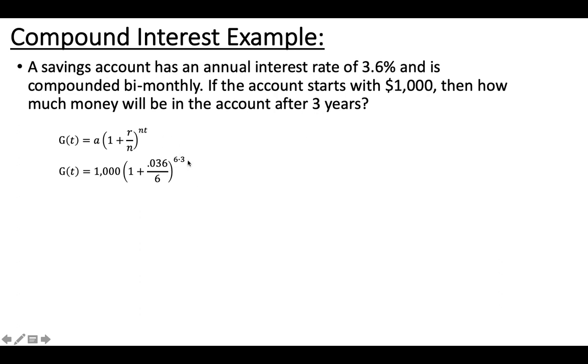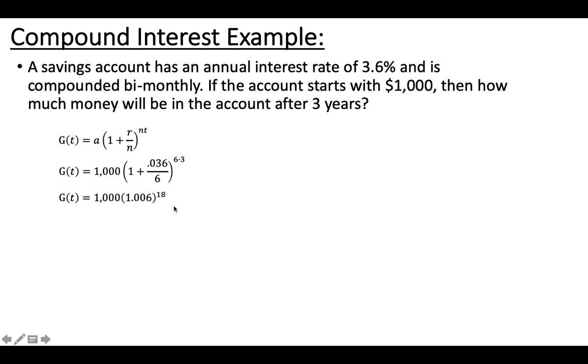And where's the 3 come from? Well, they said 3 years. T is time. They said 3 years, so we put T in the exponent spot. The next step that I'm going to do is clean things up a little bit. I'm going to do 1 plus 0.036 over 6. When you do 1 plus 0.036 divided by 6, you get 1.006. And the 18 is just 6 times 3. So I did 6 times 3 where the exponent is, and on the inside of the parentheses, I did 1 plus 0.036 divided by 6 to get 1.006.